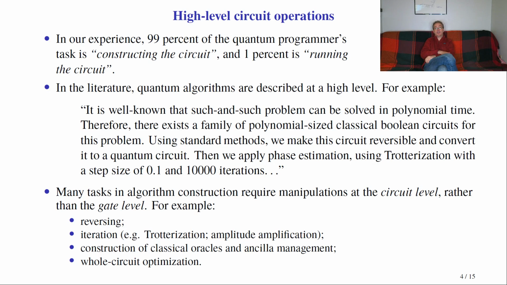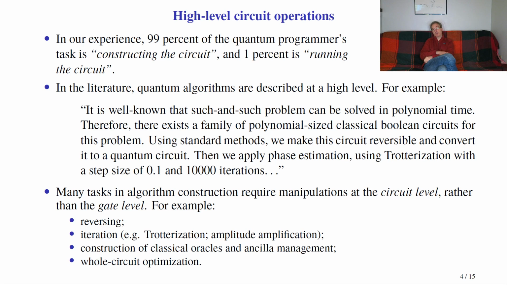But as it turns out, describing circuits at this very low level of one gate at a time is not at all how people describe quantum algorithms in the literature. Rarely do you find a paper in the quantum computing literature that says, first apply a Hadamard gate, then apply a controlled NOT gate. Rather, these algorithms are typically described at a fairly high level.